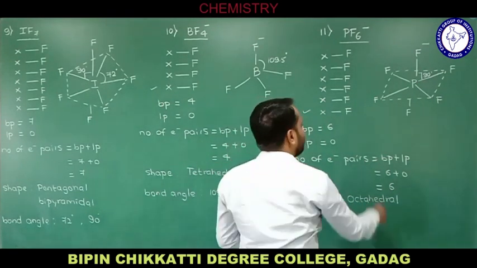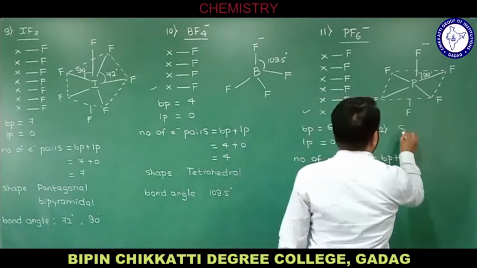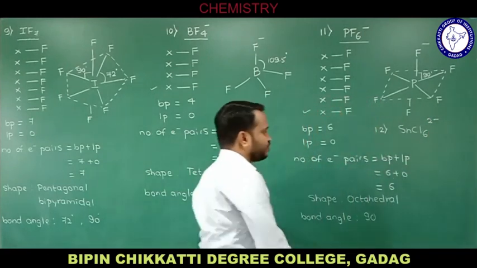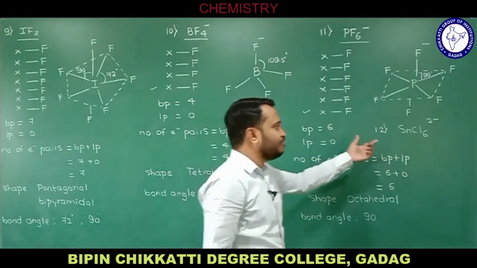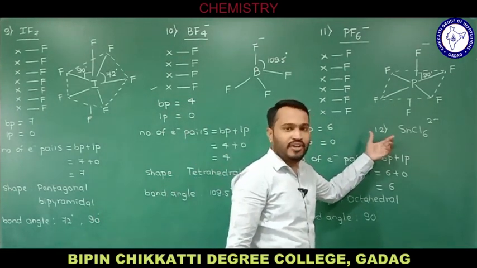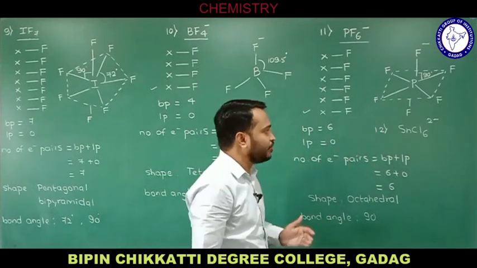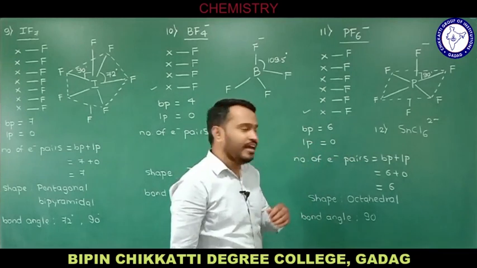And one more example I am going to consider, that is example number 12, and what I am going to consider here is SnCl6 2 minus, and this I am going to solve here. I will give you a hint, but you need to try on your own, and you can predict the shape and the bond angle present in that.